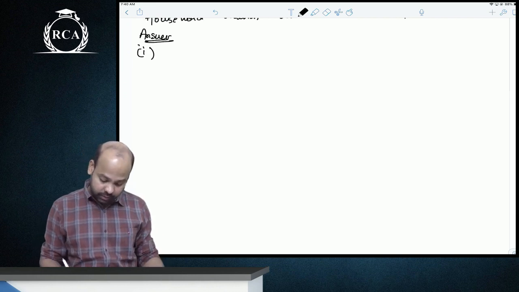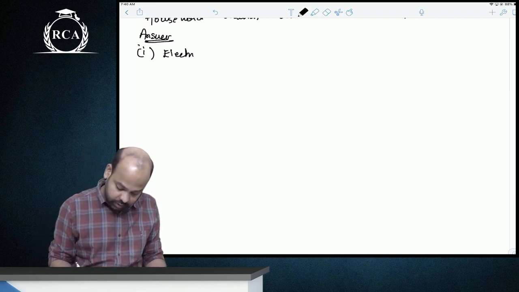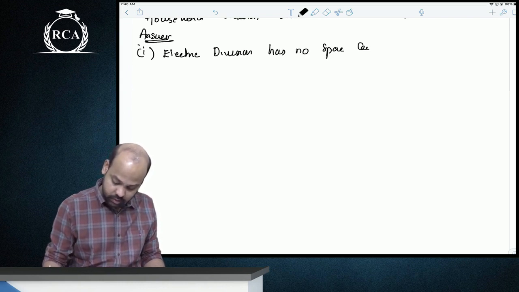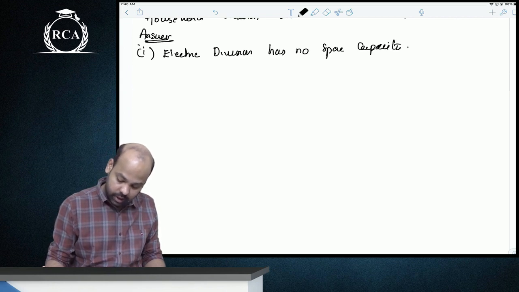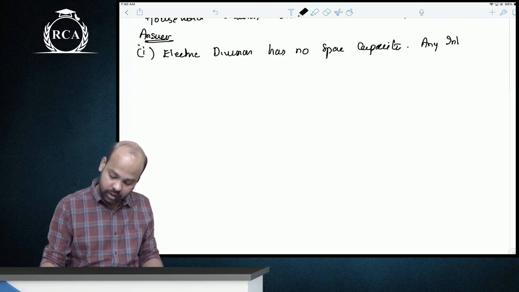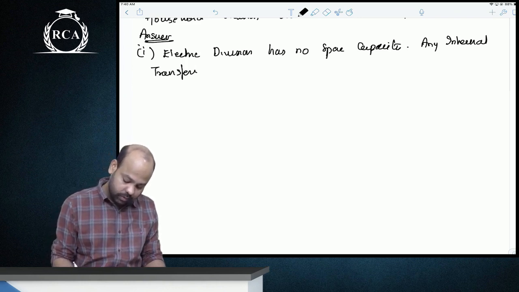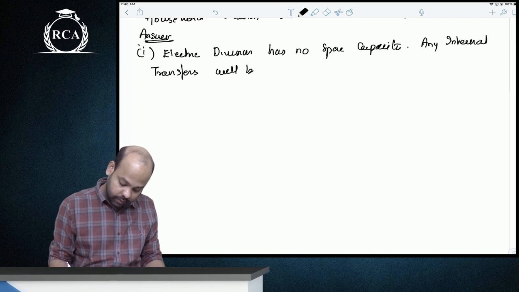First requirement, guys. Electrical division has no spare capacity. Any internal transfers? Everyone write together. This is a very normal question. Any internal transfers will be made by reducing external sales.